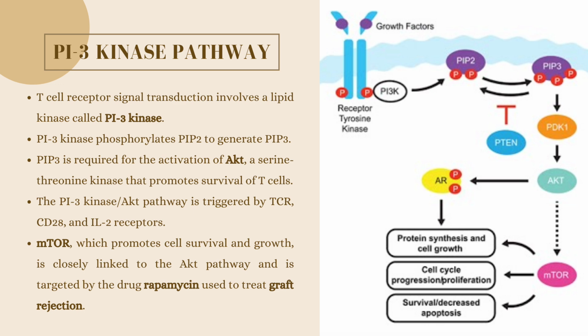Lastly, the PI3 kinase pathway. In this pathway, the T cell receptor signal transduction involves PI3 kinase, which phosphorylates PIP2 to generate PIP3. PIP3 activates AKT, a serine threonine kinase that promotes the survival of antigen-stimulated T cells by stimulating the expression of anti-apoptotic proteins. The PI3 kinase or AKT pathway is activated by the TCR, CD28, and IL-2 receptors.